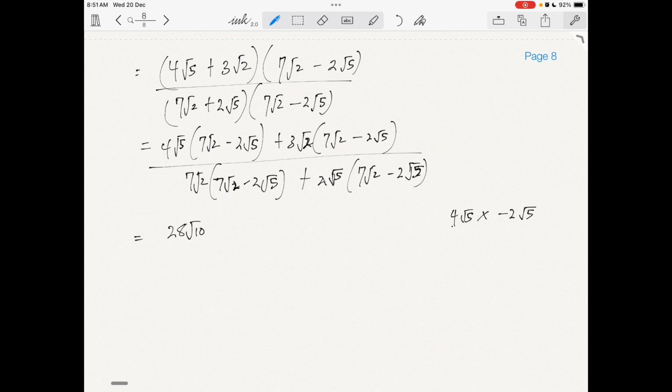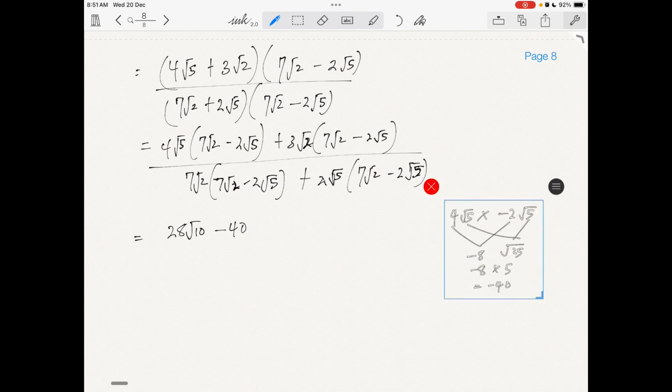Now we've already done the first terms, so let's go. 4 multiplied by minus 2 gives me minus 8, and root 5 multiplied by root 5 is root 25, which is 5. So that's minus 8 multiplied by 5, and that will give us minus 40.